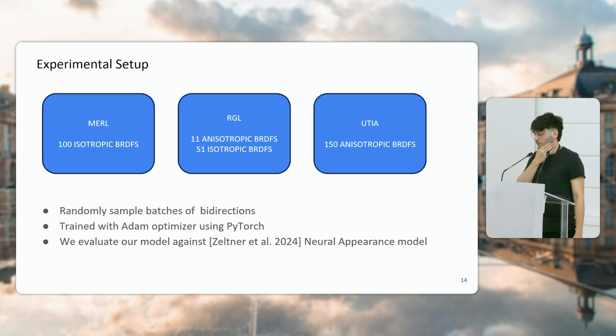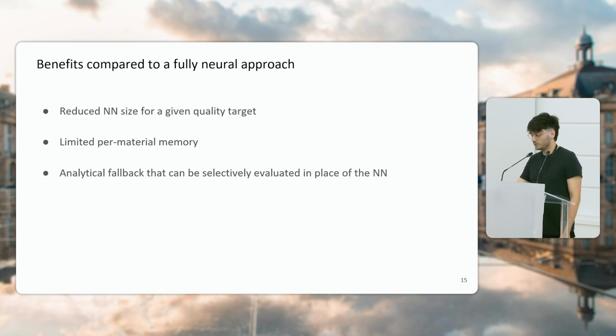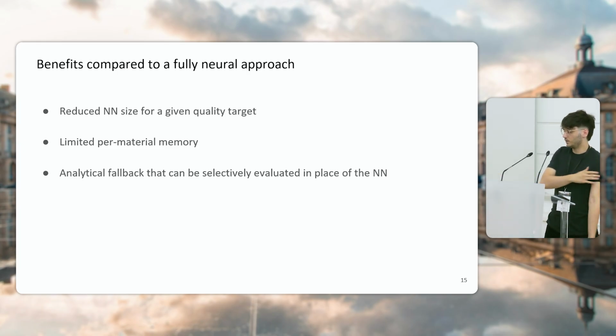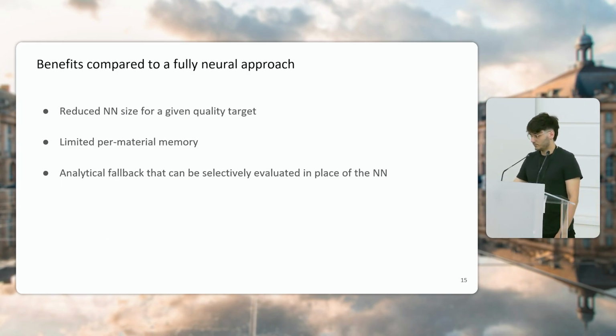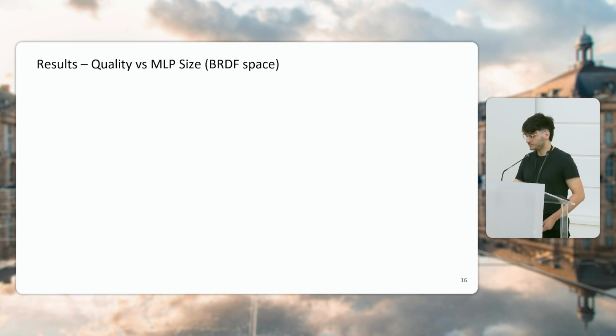And the main evaluation we do is against Zeltner and colleagues as a neural appearance model that is completely neural network based. So the benefits we claim compared to the fully neural based methods are a reduced neural network size for a given quality target, limited per-material memory, and an analytical fallback that can be selectively evaluated in place of the neural network when needed.